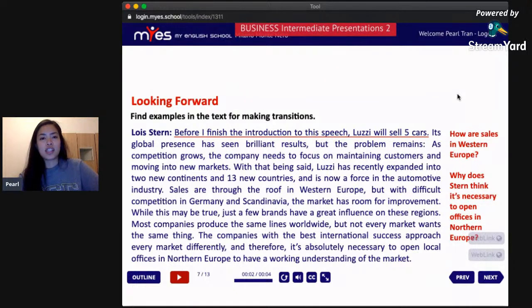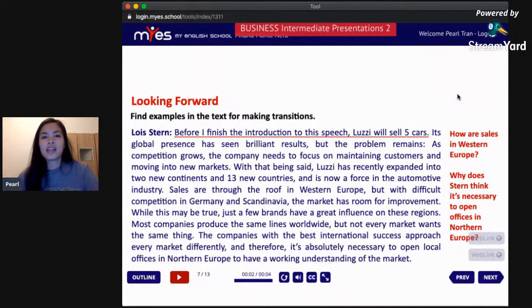Find examples in the text for making transitions. So we want to transition from one idea to another idea, or even if these ideas are connecting, or maybe if these ideas are contradicting, we need to have connectives or discourse markers, sometimes they're called. And these help with the flow of your speech. So instead of sounding very short and abrupt and just quickly switching, these words or phrases add flow and make it sound very nice, makes like a smooth transition and not one that's very choppy.